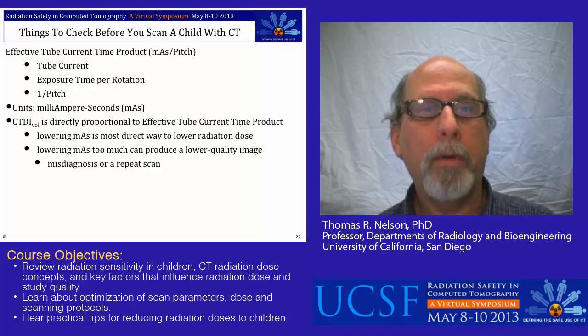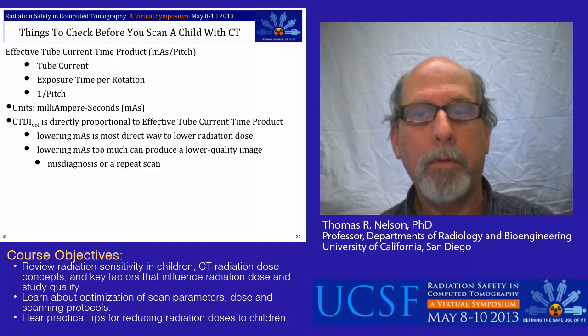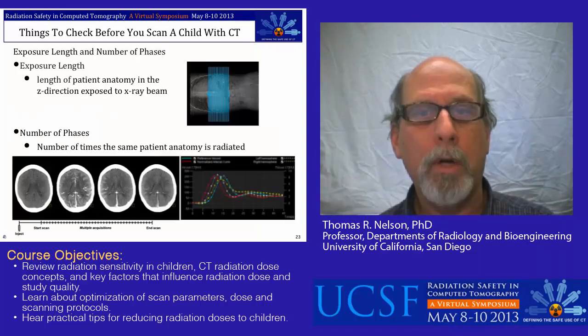The net result is that the effective tube current time product is the mAs divided by the pitch. It's reported in milliampere-seconds. The dose is directly proportional to the effective tube current time product. Lowering the mAs is the most direct way to reduce the radiation dose. However, lowering the mAs too much can produce a lower quality image, resulting in a misdiagnosis or requiring a repeated scan.